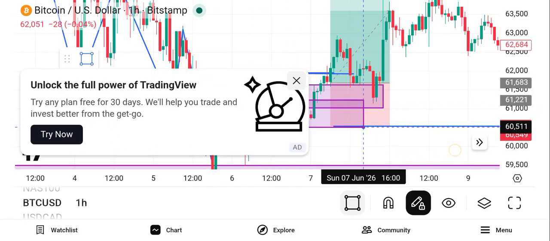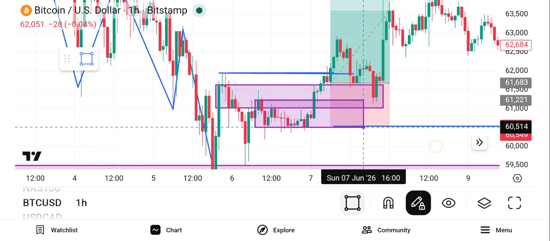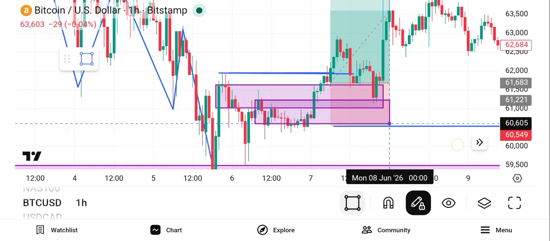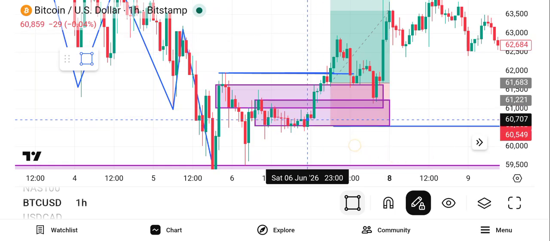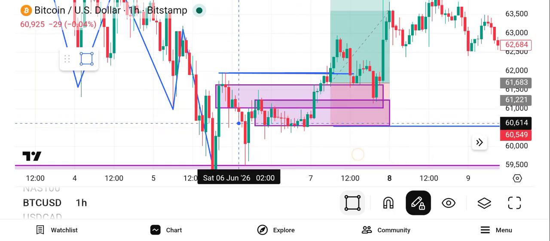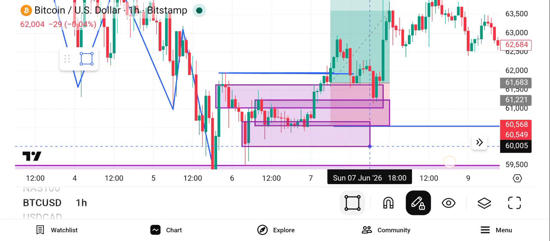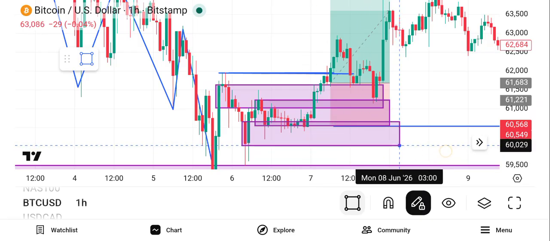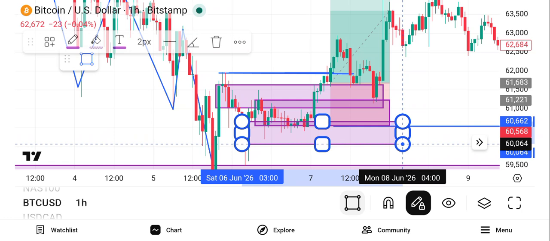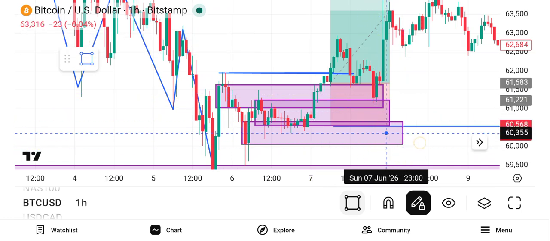We mark this breaker as well, and then this is another block here. So you can see the POIs are somehow joined together. All right, so we have like 3 POIs now that we need to use.